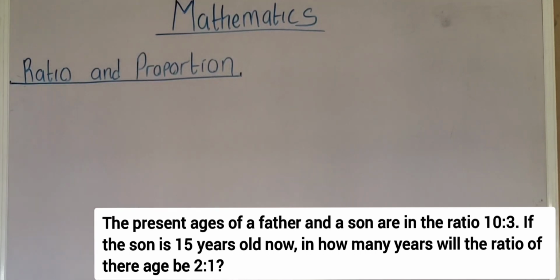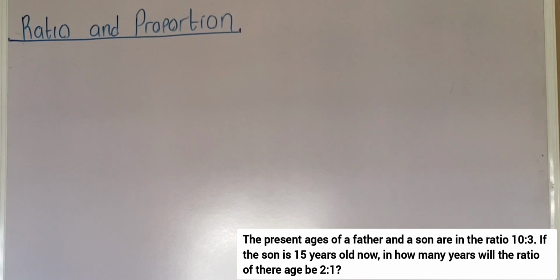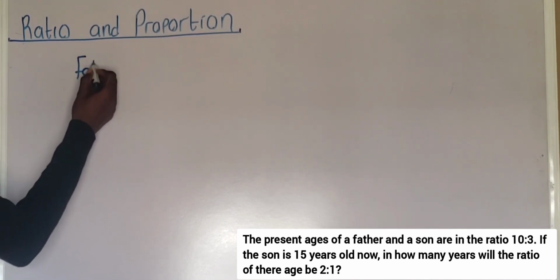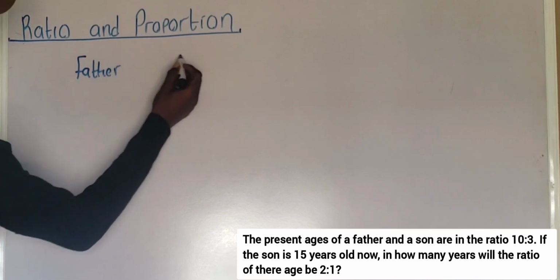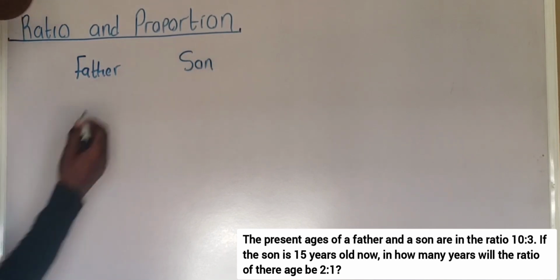Okay, let's start by writing the information that we are given in the question. We are given that the present ages of the father and the son are in the ratio 10:3. So let me have the father here, and the son. Please pay attention, okay?